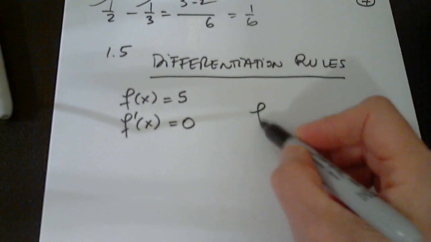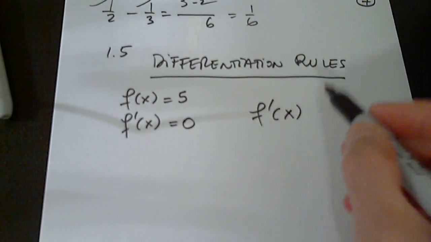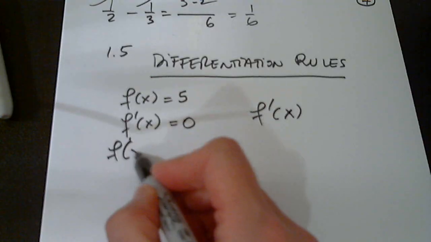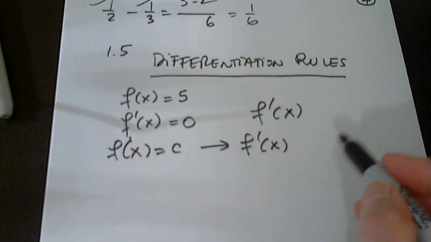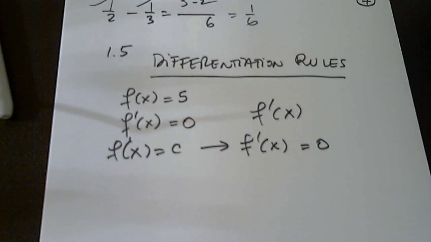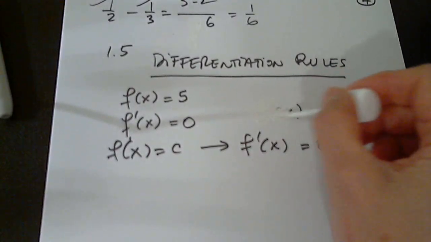The rate of change, f prime for a constant. So f of x is a constant, means f prime of x for that constant is 0. So that's the simplest thing to remember. The derivative of a constant is 0. Okay.